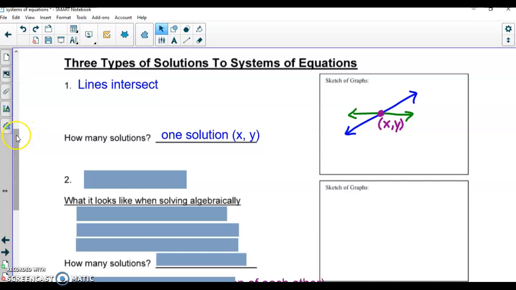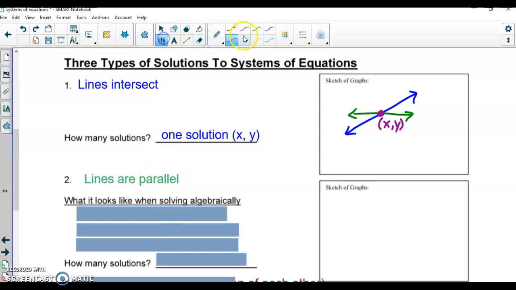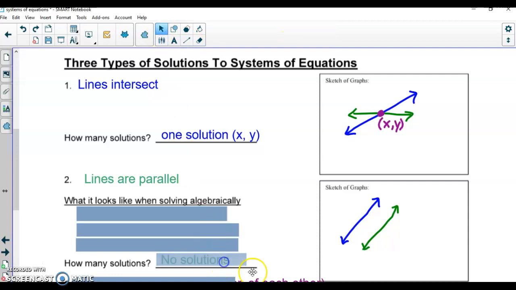But that's not the only case that can happen. The next thing that's possible, the lines could be parallel. So I can graph my first line, and then when I go to graph my second line, it graphs in such a way that it is parallel to the first. So when they are parallel, these lines will never intersect, so it's not going to have a solution. So in which case, we have no solutions.